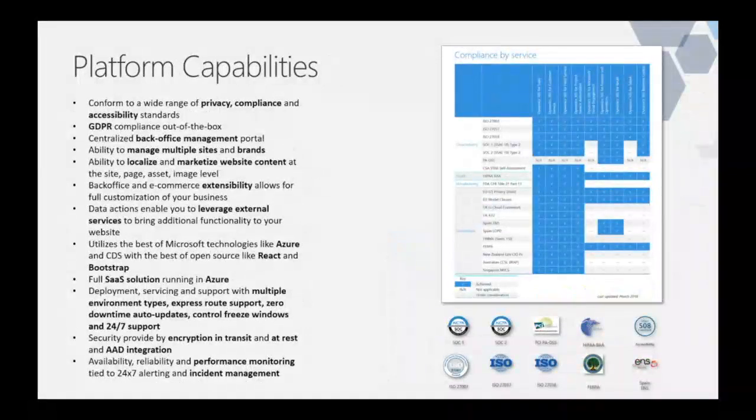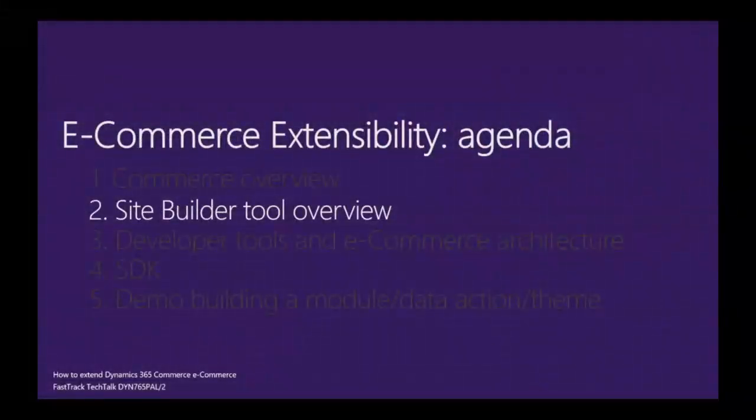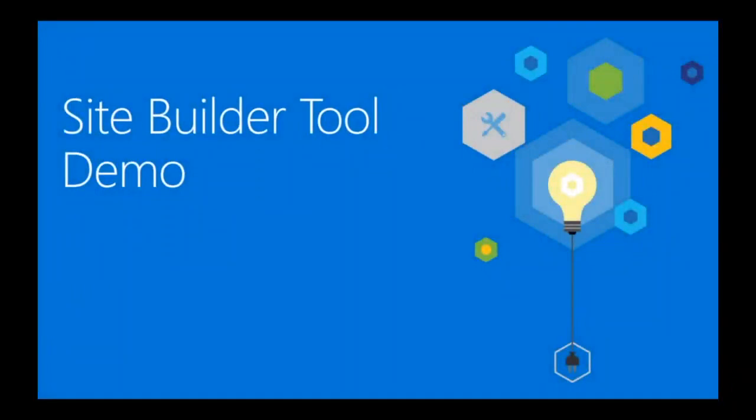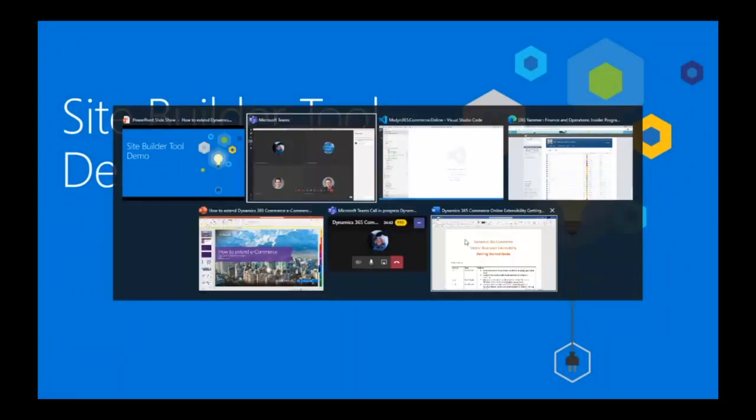There's also new platform capabilities. Our sites provide privacy, compliance, and accessibility. All our modules out of the box are GDPR compliant and accessibility compliant. Again, I won't go into too much detail on this slide, but in general, that should give you a little overview of what we mean by Dynamics 365 Commerce. So let me now jump right into a little demo of the preview environment that you would get.